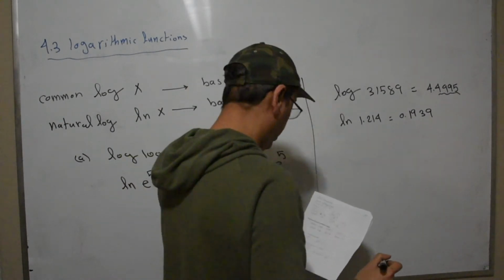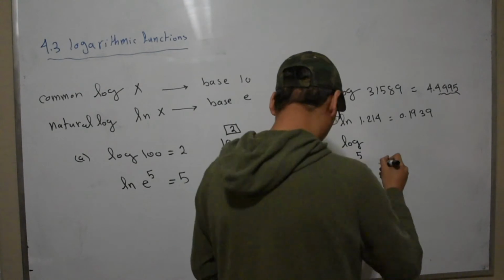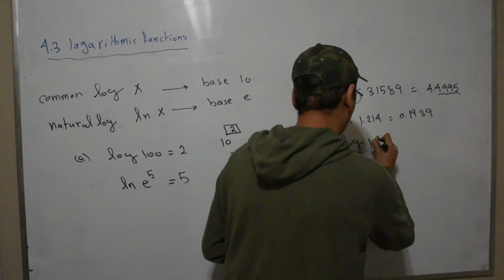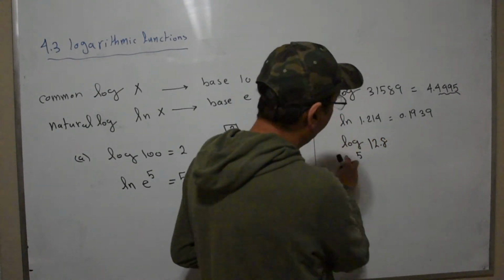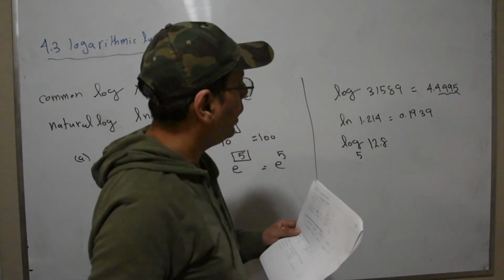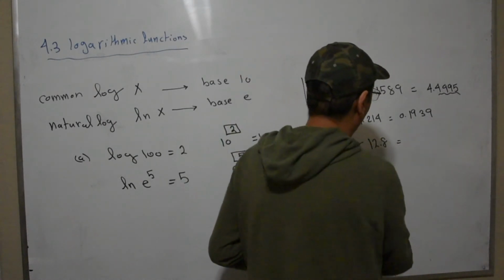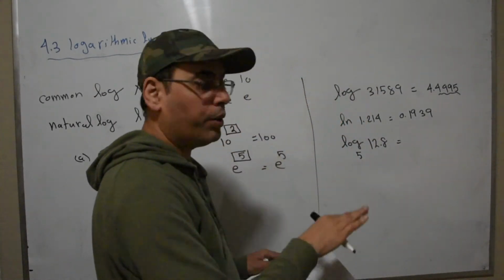One last example: log base 5 of 12.8. Now I can't type in the calculator just log, okay? There are two ways to compute that. I'm going to tell you one way right now.